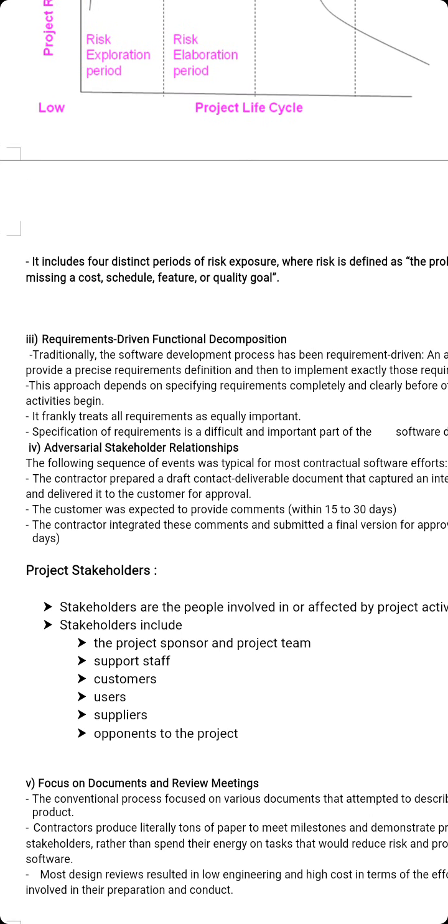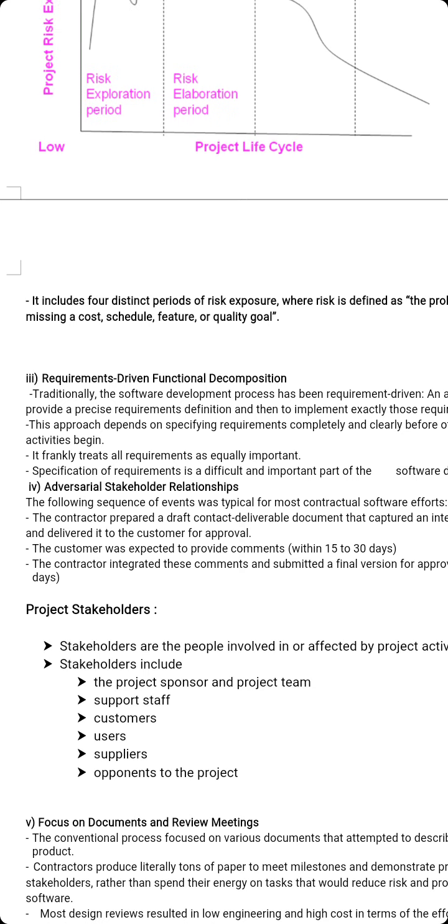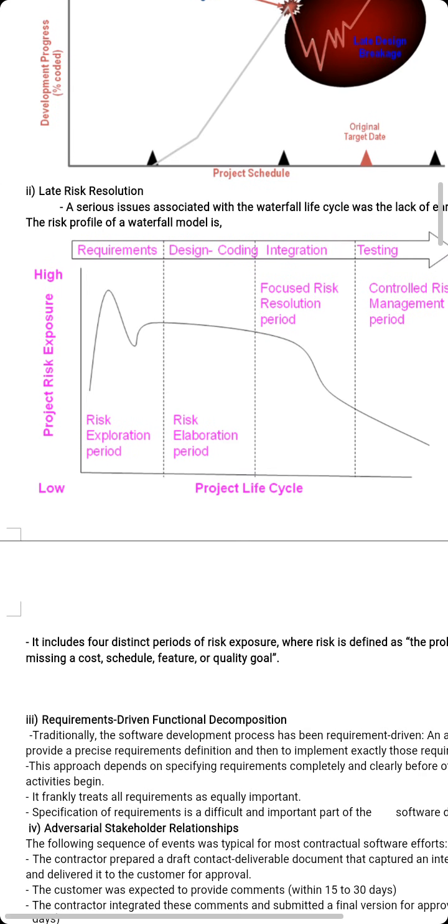Here, in this we have some chance to guess the risk. The result of the waterfall life cycle is that it focuses on early paper artifacts, in which real design, implementation and integration will be taking place. So in this you can guess the missing of cost, schedule, features and quality goals. Okay, the life cycle is given by this graph.